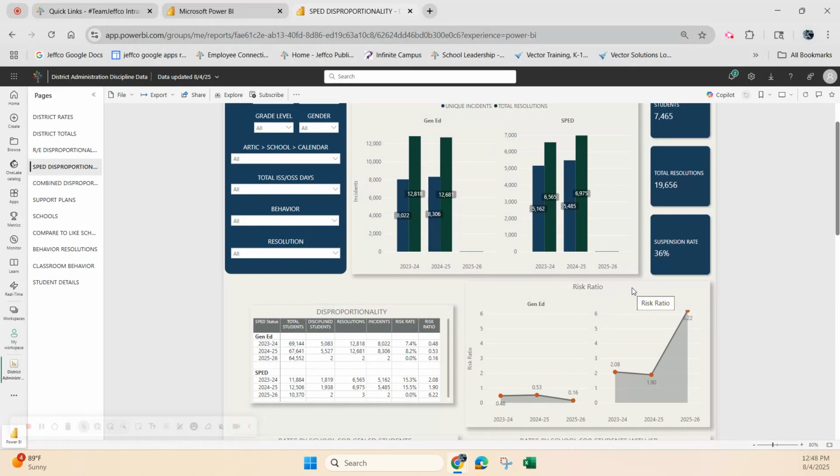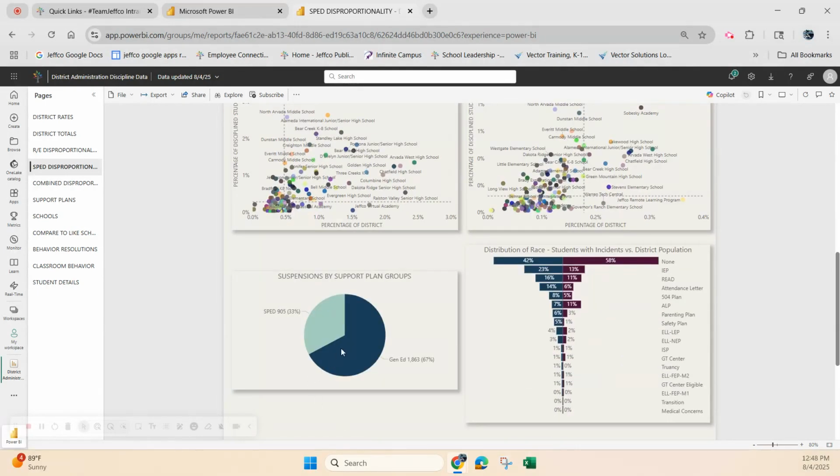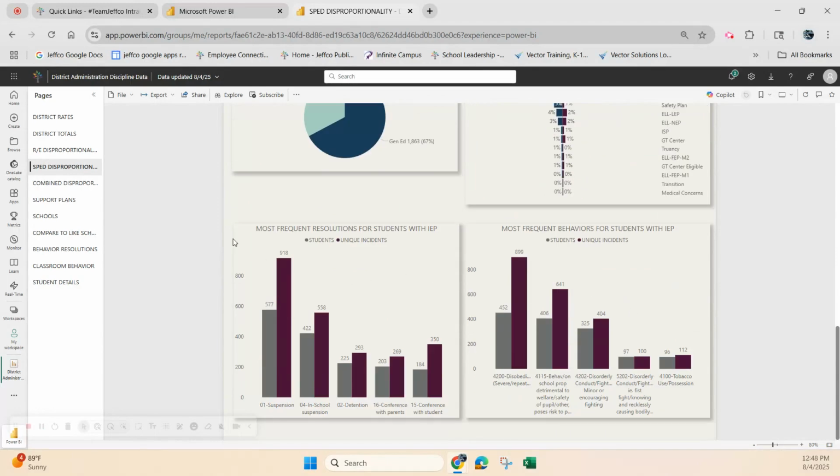This tile is just the same information as over here, but in graphic form. And then again, we have our suspensions by groups. In this case, it's just general education versus special education, and the same information as broken down by every single support plan if you want to look at that data. Most frequent resolutions for students with an IEP, suspension.